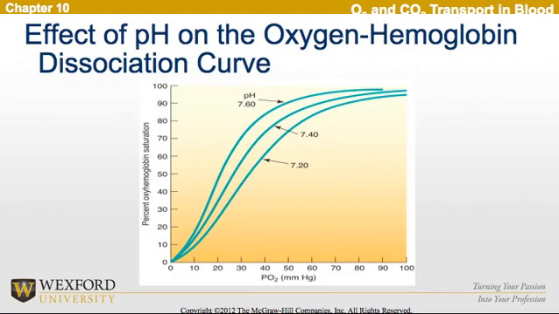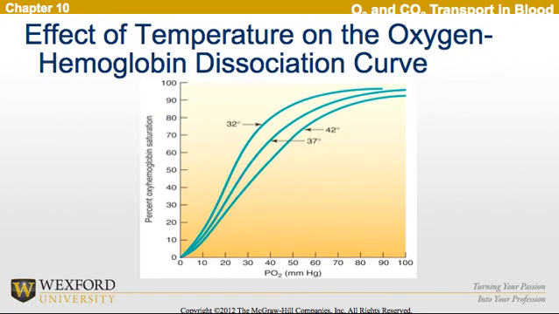Here's a diagram that shows the effect of pH on the oxygen-hemoglobin dissociation curve, where the decrease in pH leads to a rightward shift. Here as well is a diagram of the effect of temperature on the oxygen-hemoglobin dissociation curve, where we can see that the increase in temperature leads to a rightward shift.